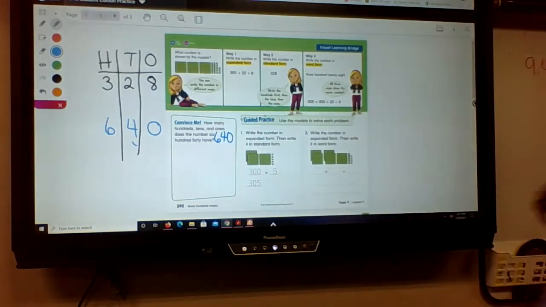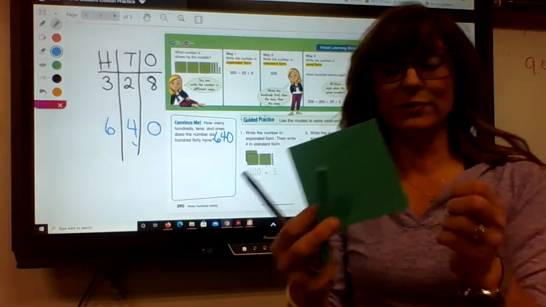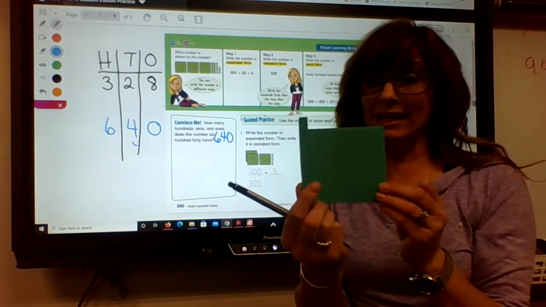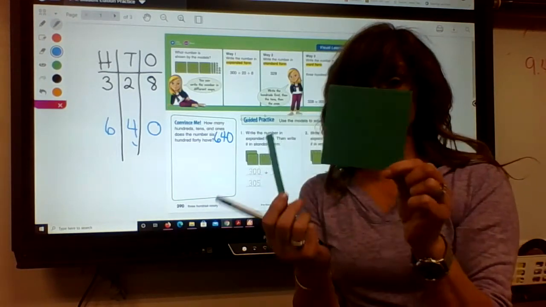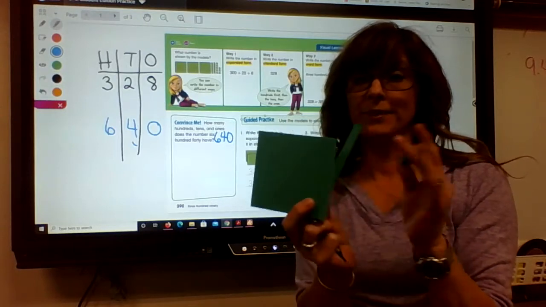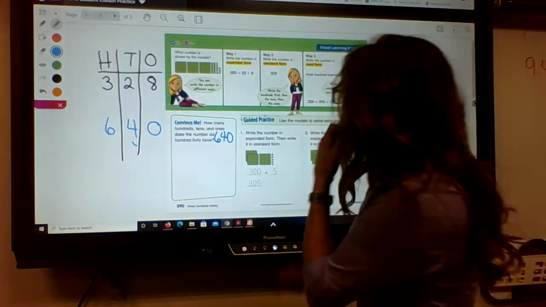Here are tens. And here are ones. So this has 10 of these. You can look across. It has 100 of these. So 100, 10, and 1. Okay? All right, so guided practice.